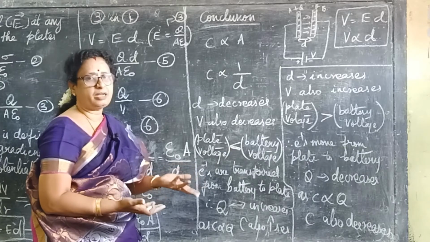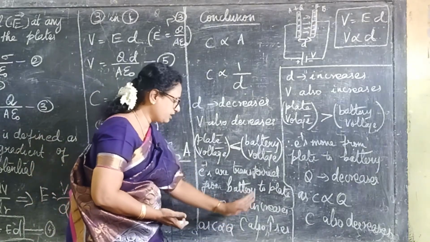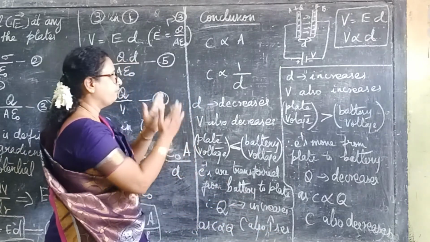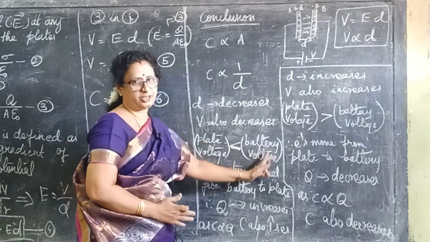C is equal to Q by V. So C is directly proportional to Q. When Q increases, C will also increase. So this you have to remember, children. When D decreases, the plate voltage will be less than the battery voltage.